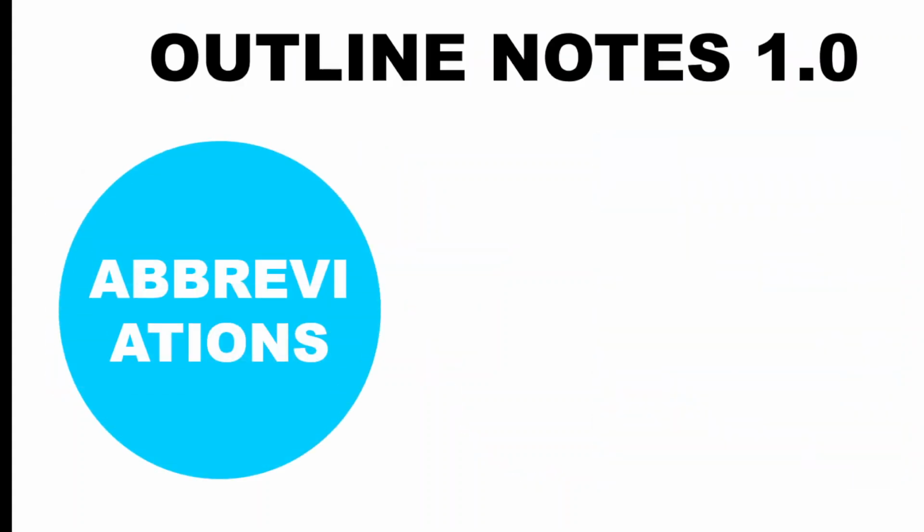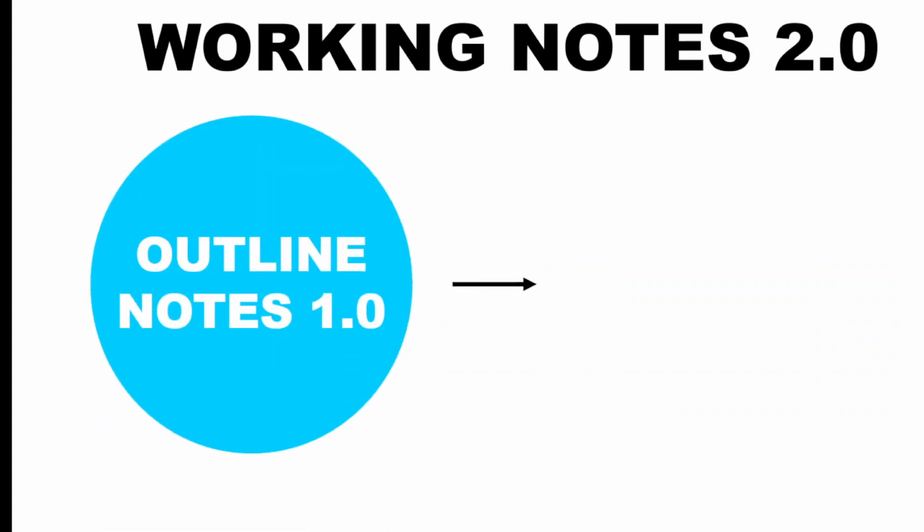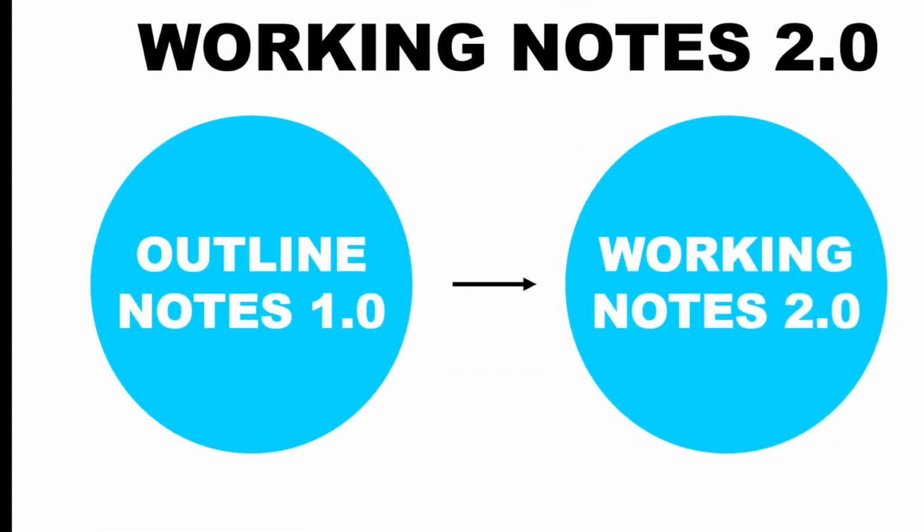Okay, you can use abbreviations, like short forms. For definition, I use DEF, example E, connection I, or my own thoughts, I refer to them as I dash, and so on and so forth. Cool. Now we come to the working notes 2.0. After I have formed my outline notes, I form my working notes. So basically, I go back to the document I took from the syllabus and I edit it. And then I got my working notes.